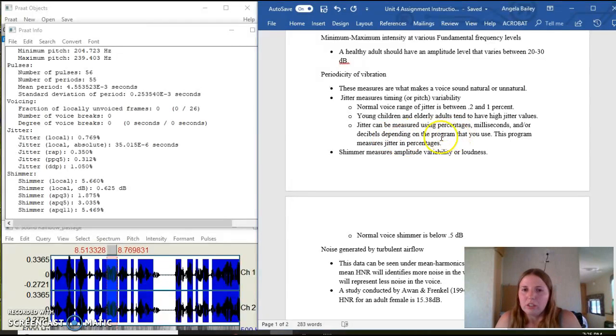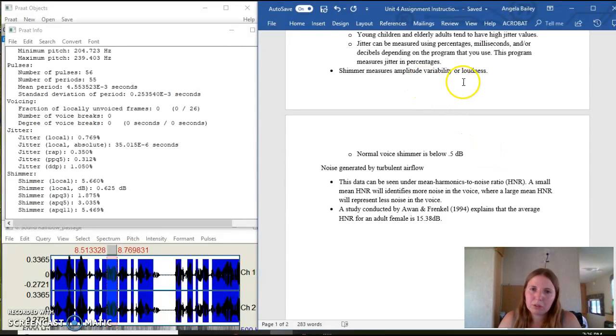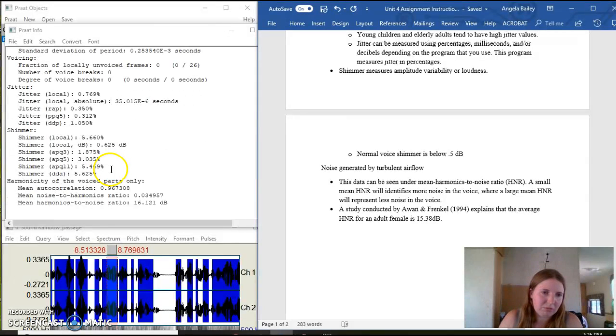Jitter can be measured in a lot of different ways, but for this purpose we're going to just use percents. Shimmer measures amplitude variability, or loudness. So the shimmer over on this side of my voice, here we go. So you can see that the average shimmer is below 0.5 decibels. So my shimmer is a little high in this instance. It's at 0.6 decibels. Actually, that's low. So I am still within average range in this instance.